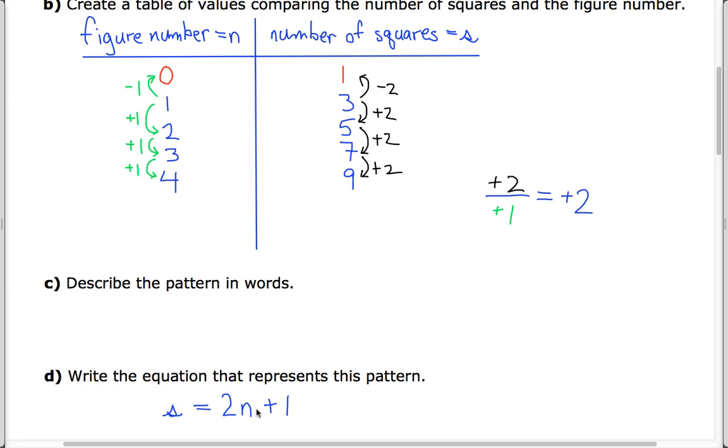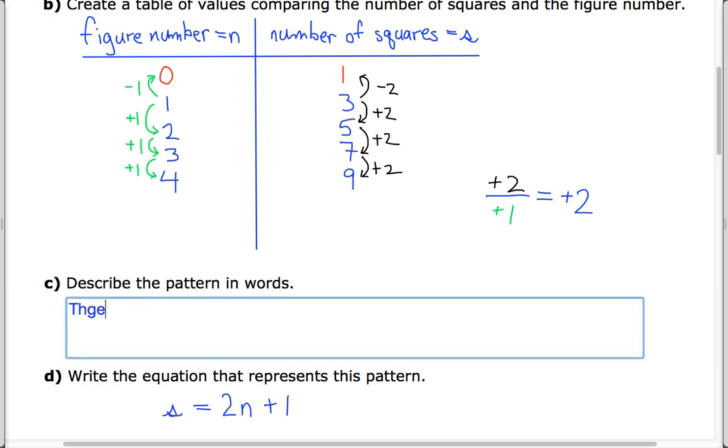Once I have this equation, it's often easier to come up with, to me anyways, the pattern in words. So what I can write here is the number of squares is 1 more than twice the figure number.